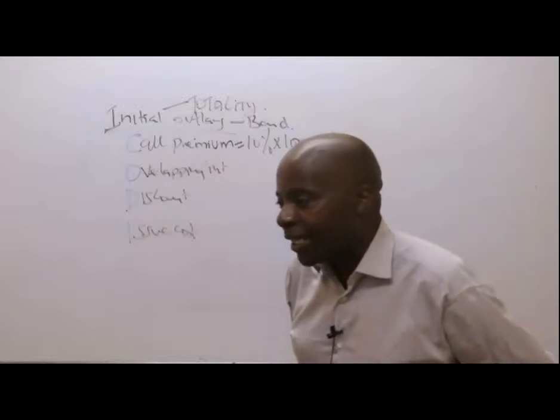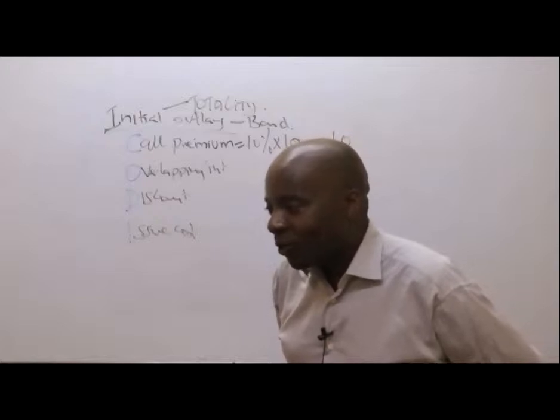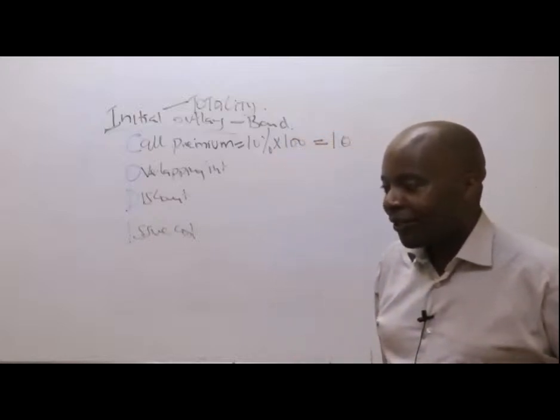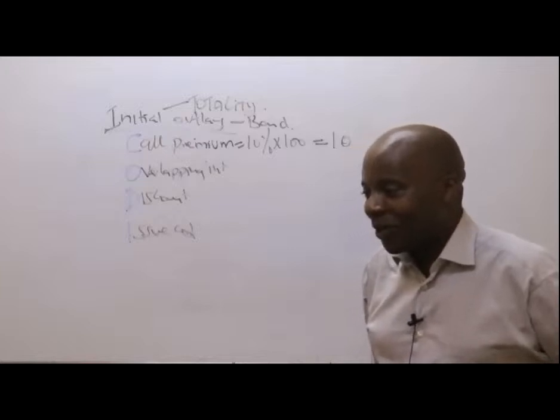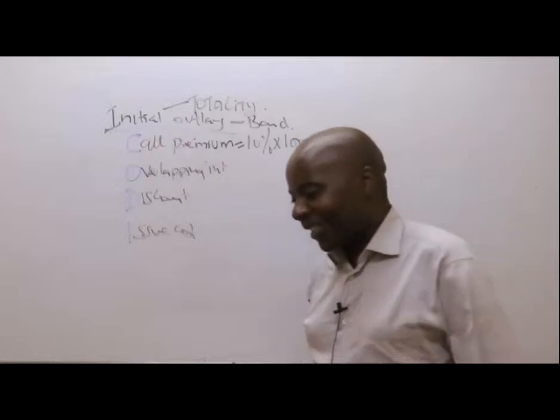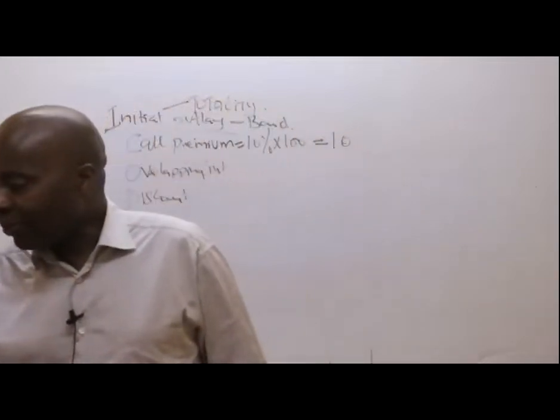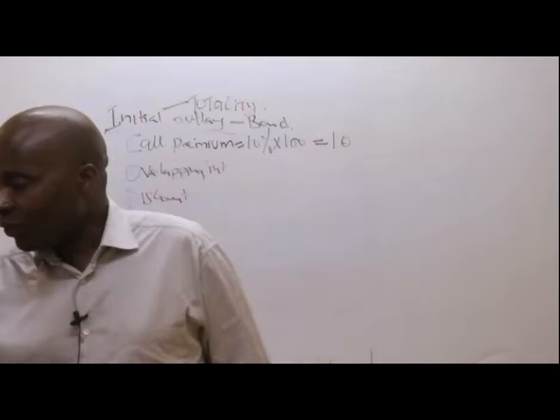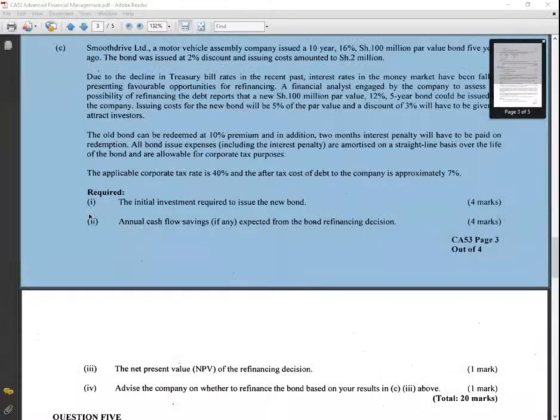We have 16%. 2.67. Now, ladies and gentlemen, let's go to overlapping interest. What do we have here for overlapping interest? We are told here that in addition, 2 months interest penalty will have to be paid on redemption. On redemption. Listen and listen.